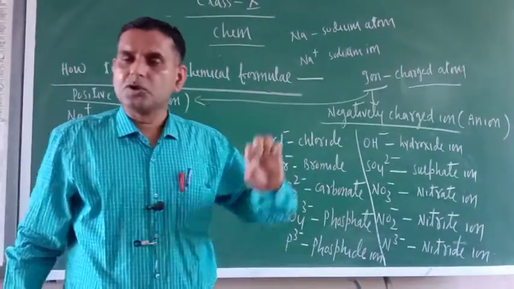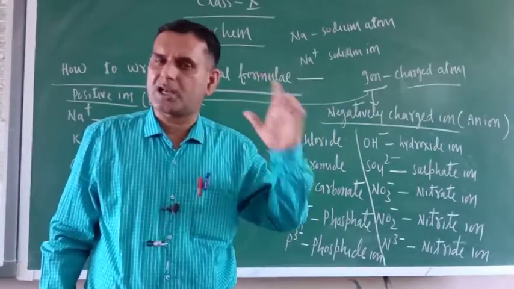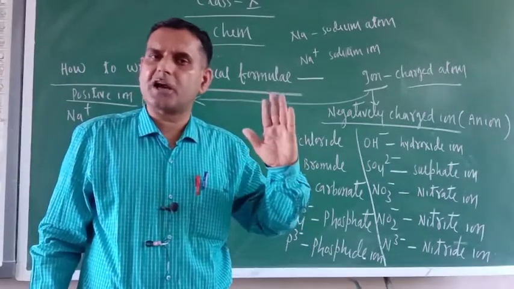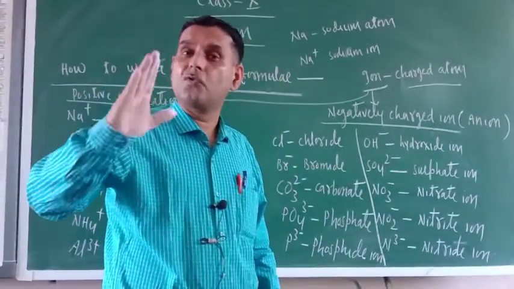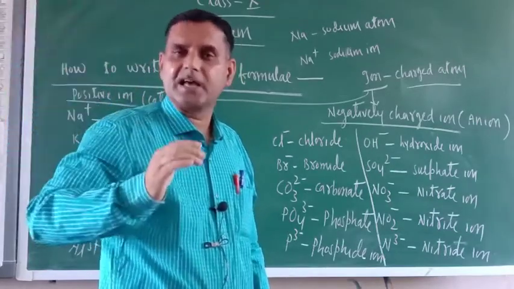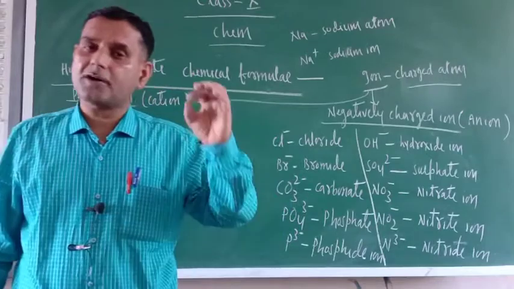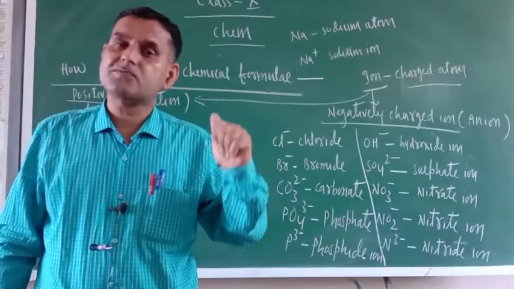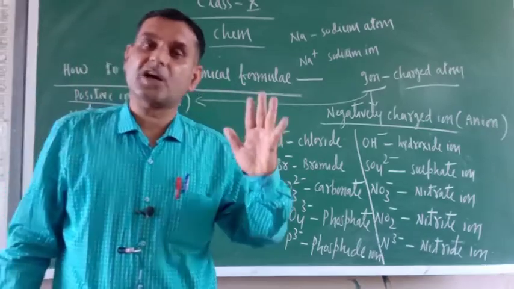Again I am telling you, those atoms which have got 1, 2, 3 electrons in their outermost shell will form a positive ion. Atoms which have got 5, 6 and 7 electrons in their outermost shell will receive electrons and form a negatively charged ion. Once again listen. Atoms with 1, 2, 3 electrons in their outermost shell form positive ions. Atoms with 5, 6, 7 electrons in their outermost shell form negatively charged ions.